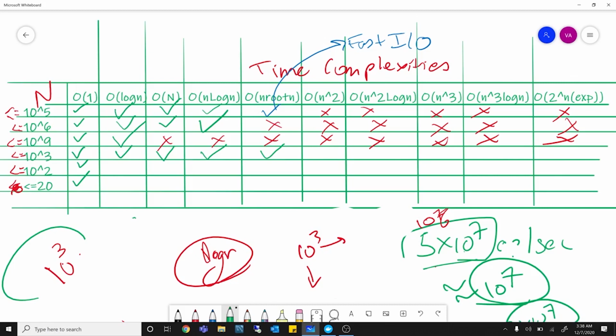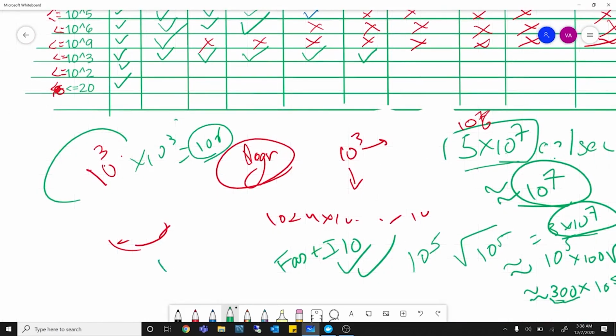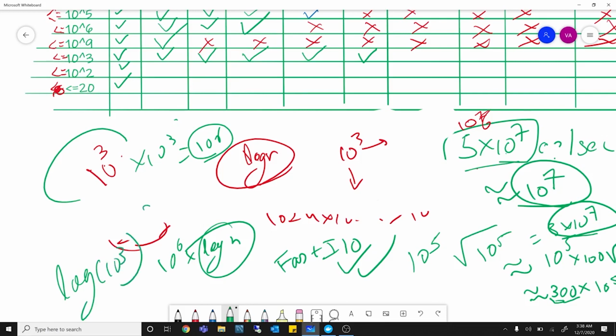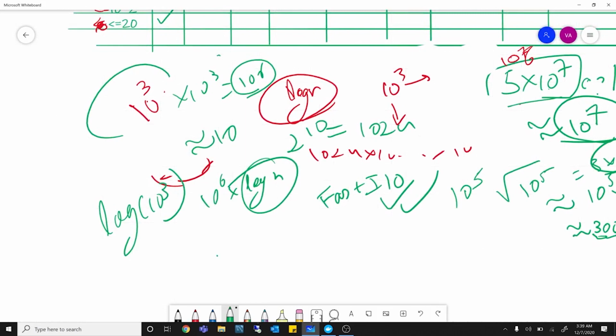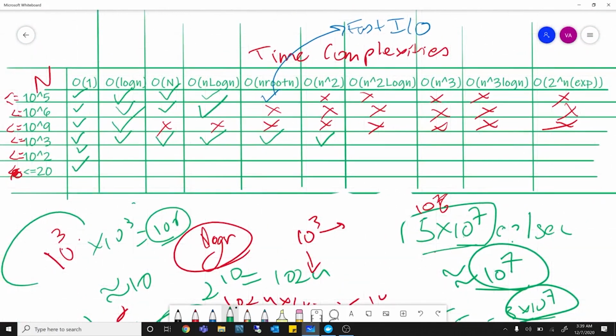Now for n square, you can see that 10 to the power 3 into 10 to the power 3 is equal to 10 to the power 6. So this is also valid. Now for n square log n. Now when we talk about n square log n, let's check it out mathematically. So n square I know is 10 to the power 6 into log n, right? So log of 10 to the power 3. Now we know that this is approximately 10, because we know that 2 to the power 10 is 1024. So 1000 we'll say approximately 10. So this becomes 10 to the power 6 into 10, which is 10 to the power 7. Again, a valid complexity we've got here. So n square log n is also valid.